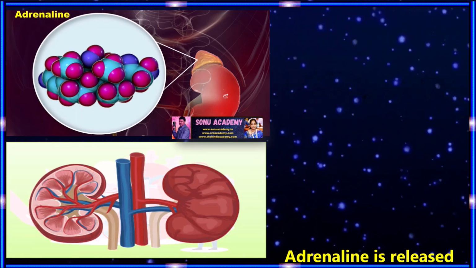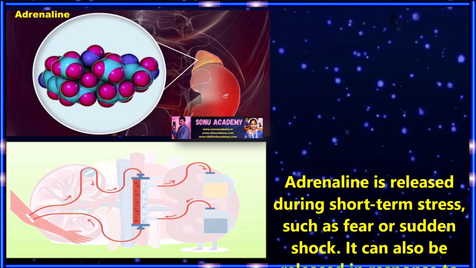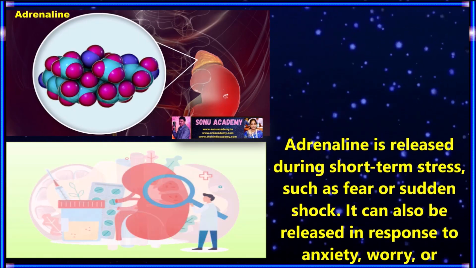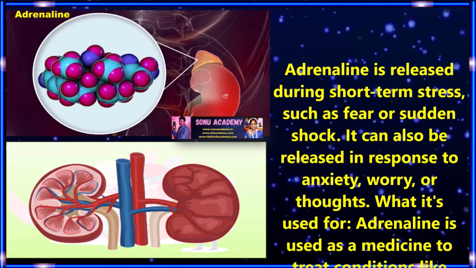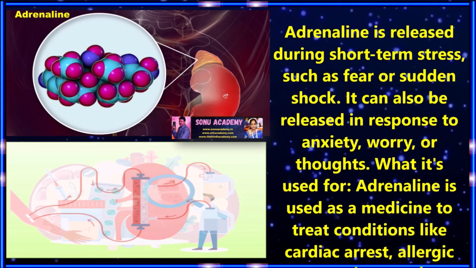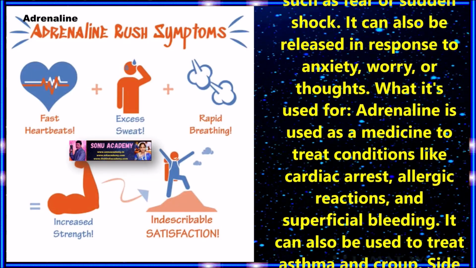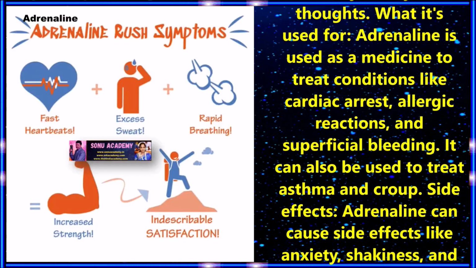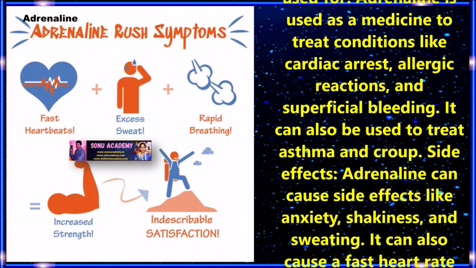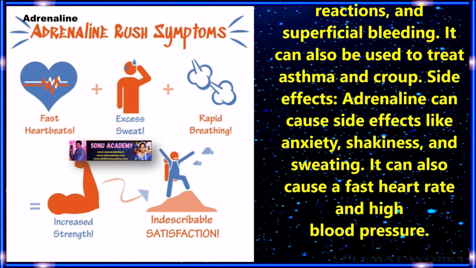Children, let us see when it releases the hormone. Adrenaline is released during short-term stress such as fear or sudden shock. It can also be released in response to anxiety, worry or thoughts. Let us see which medicine is used for this adrenal hormone. Adrenaline is used as a medicine to treat conditions like cardiac arrest, allergic reactions and superficial bleeding. It can also be used to treat asthma and cough.